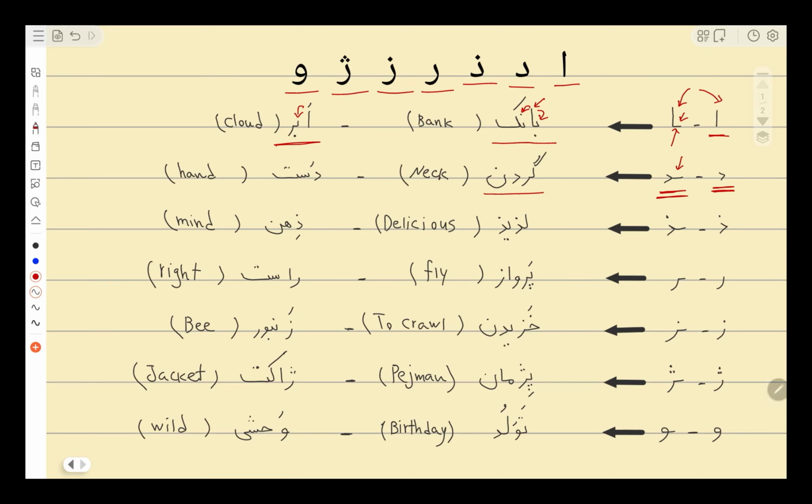Here we have the word Gerdan, for example. Gerdan means neck, and you have the letter Dal here. Well, this is probably not a very good example, because the letter Dal is not connected to the letter on its right side or on its left side. Why is it not connected to the letter on its left side? Because the letter Ne here came after the letter Dal, so on its left side. That's why the letter Dal is not connected to it.